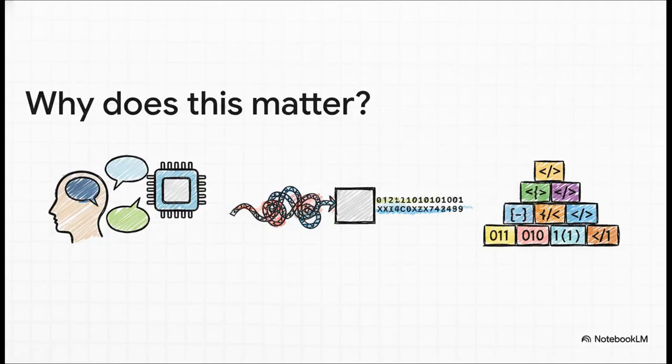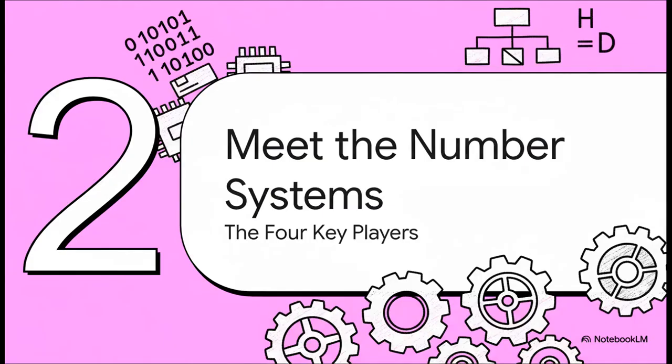So why should you care? Well, for one, we need a way to speak their language to tell them what to do. But as you saw with 255, binary numbers can get super long and clunky. That's why we came up with other systems to act as a kind of compact shorthand. And honestly, getting this is a total game changer if you're into programming, networking, or just want to understand how things really work.